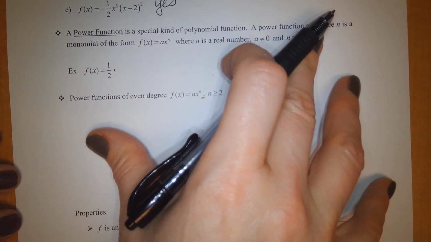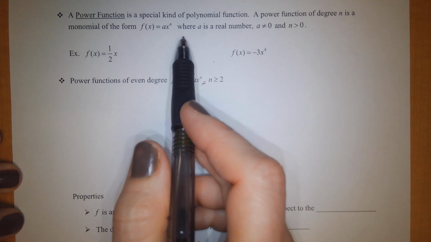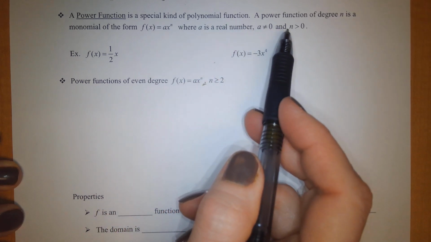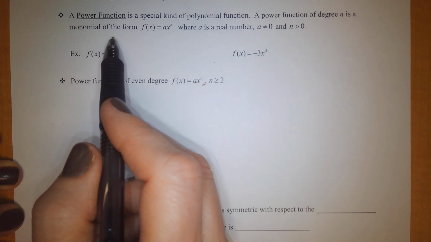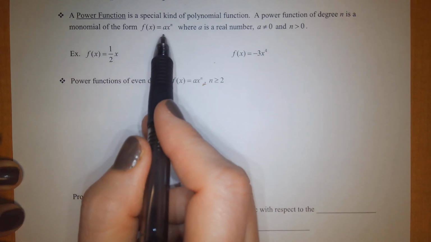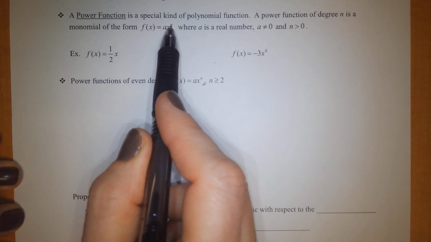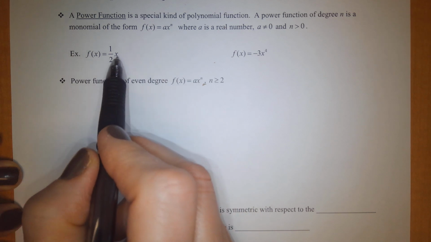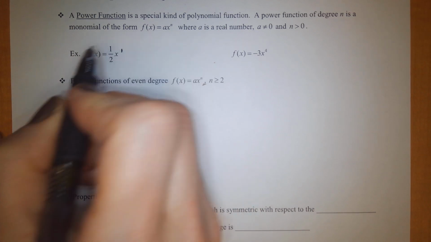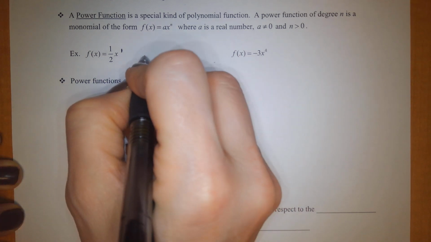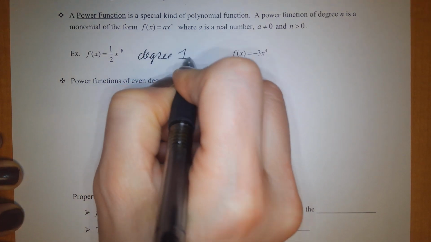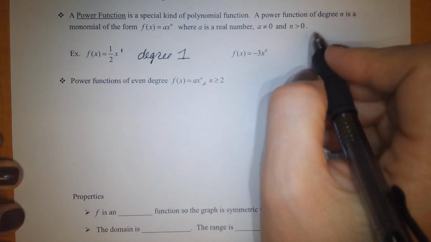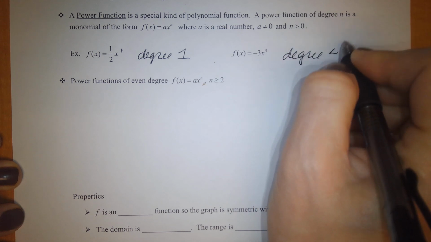Now we're going to discuss power functions. Power functions are a special kind of polynomial function. A power function of the degree n is a monomial of this particular form. So it just has one term with this highest exponent of this degree. For example, this is 1/2 x to the first power. This is a power function of the degree 1. Negative 3x to the fourth is a power function of the degree 4.